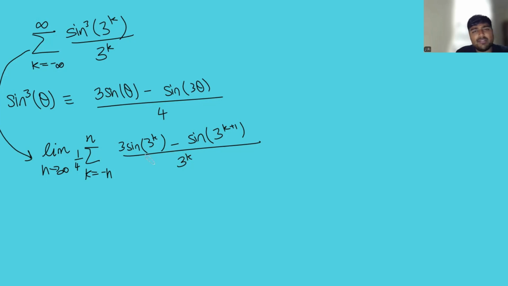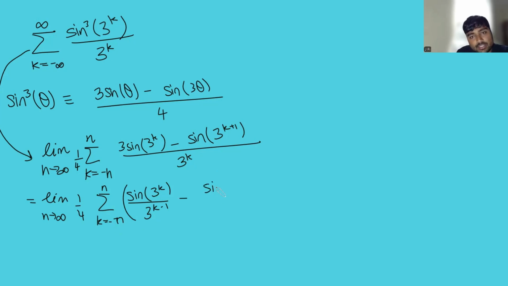Well, I'm just going to split it up into two different subtractions. So this is the limit as n goes to infinity of a quarter of the sum from k equals minus n to n of, well, this first thing is going to be 3 sine 3 to the k divided by 3 to the k. So one of those threes will cancel, and I'm left with sine of 3 to the k over 3 to the k minus 1. And with this other one, there's no cancellation. So this is just sine of 3 to the k plus 1, all divided by 3 to the k, like so.